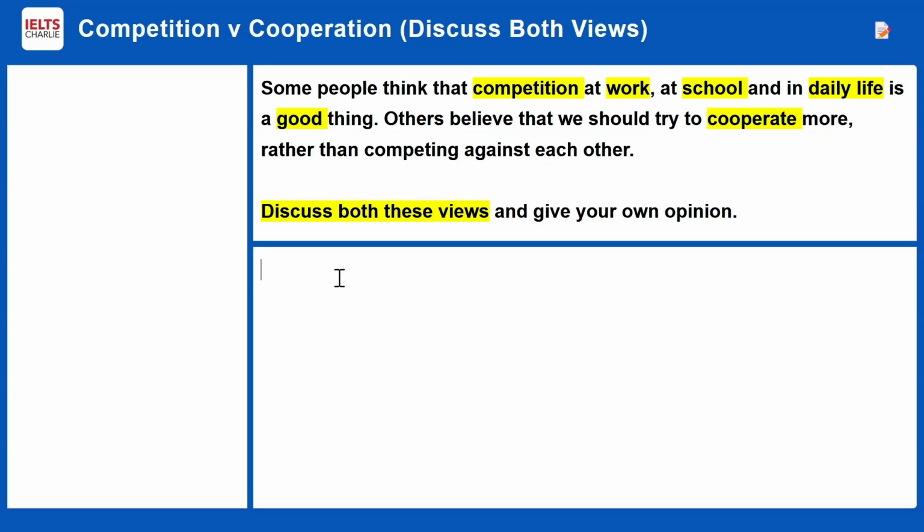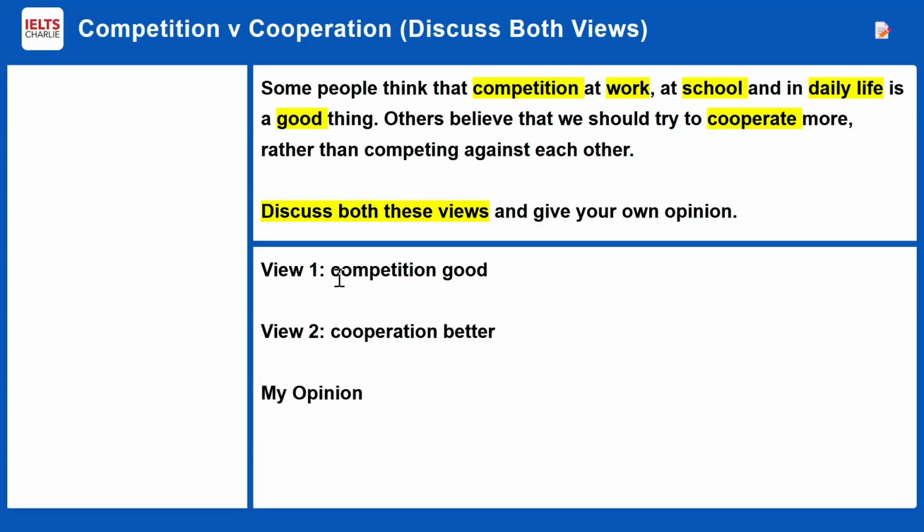Normally in an IELTS essay, your position is simply your answer to the essay question. But when you have to write a discuss both views and give your own opinion essay, it's slightly different because you have effectively 3 different positions to discuss. You've got the first view, which in this particular essay is that competition is a good thing. You have the second view, which is that cooperation is better, with 2 T's. And then you have your own view, your own opinion about this particular topic, which I will reveal later on in the essay.